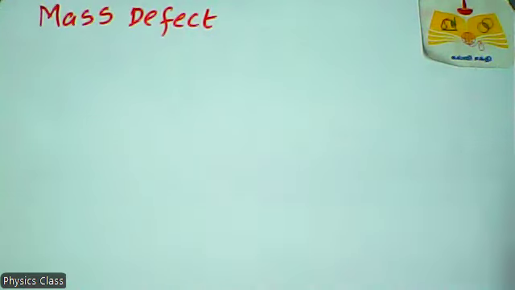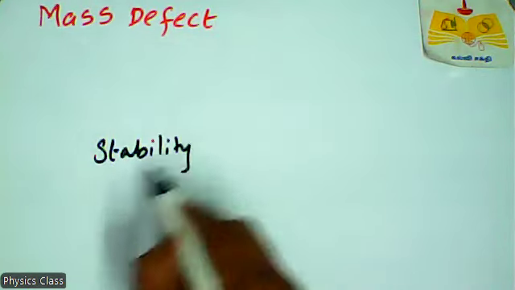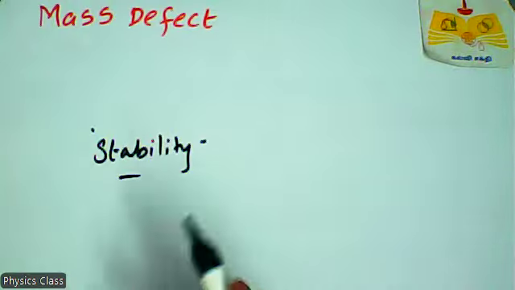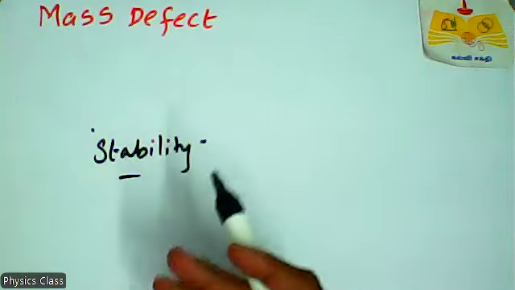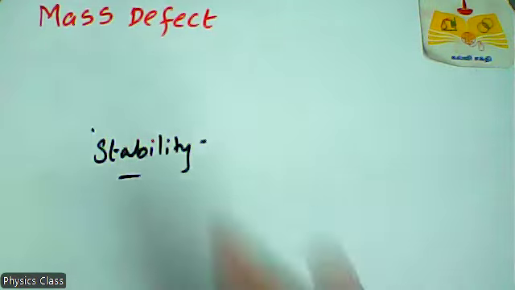Stability of atomic nuclei and binding energy, that is, energy released in nuclear reactions. By the end of this class, you will be able to define what is mass defect and what is binding energy, how the binding energy per nucleon varies with mass number, and understand the significance of these concepts. Okay, let's dive in.